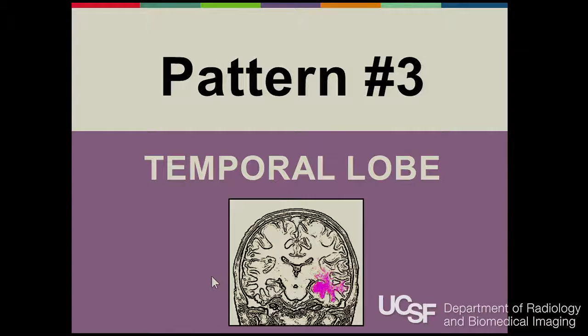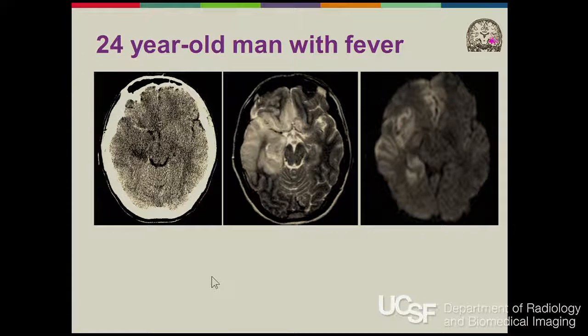Our middle pattern here is the temporal lobe. This will be a quick one. We're just going to focus on herpes. And herpes is just a diagnosis you don't want to miss. So whenever you see some abnormal signal in the temporal lobe, herpes should cross your mind.